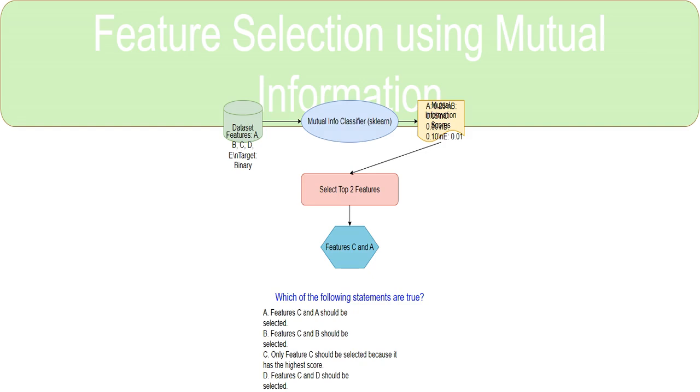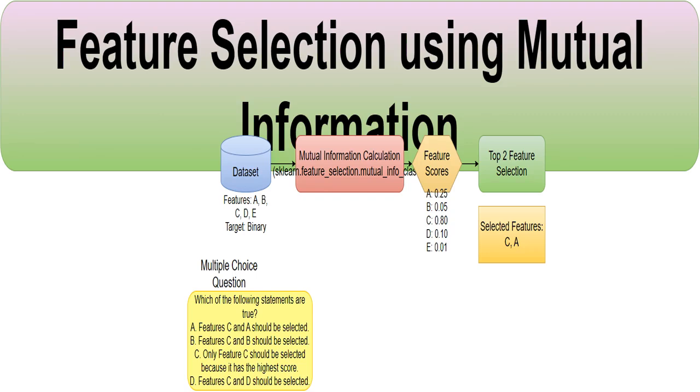I am trying to pick the best features to use in my machine learning model. Mutual information is a way to measure how much one thing tells me about another. I am using a technique called mutual information to pick the best features from a dataset. It helps me figure out which features are most strongly related to my target, what I am trying to predict.